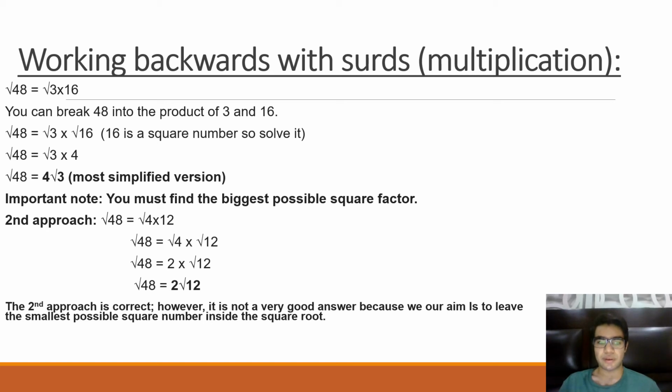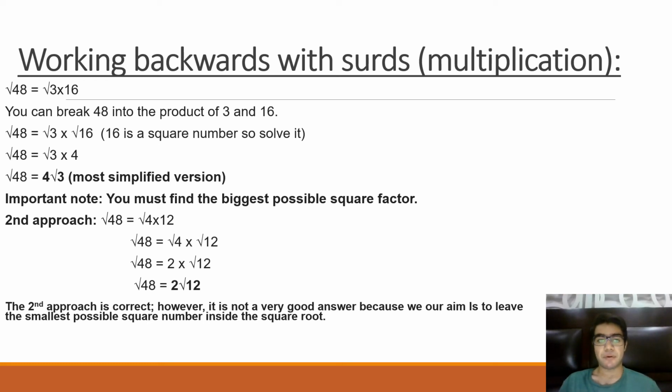So square root of 48 is equal to square root of 3 times 4, and then the most simplified version is square root of 48 is equal to 4 times square root of 3. We just leave it like this. This basically means 4 multiplied by square root of 3, okay? So you just remove this multiplication sign and you just write it like that.